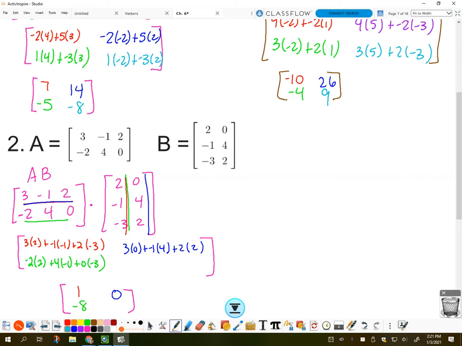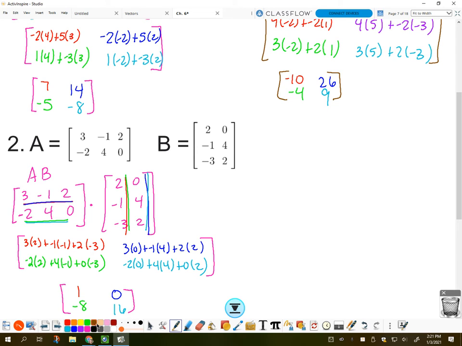Alright, and then last we have these times these. So negative 2 times 0 plus 4 times 4 plus 0 times 2. So we get 0, 16, and 0, so 16.